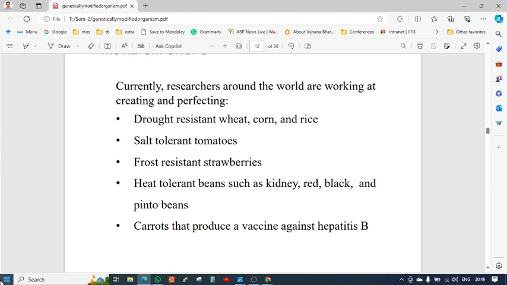Carrots that produce vaccines against hepatitis B. See how synthetic biology is developing different kinds of GMO which can be used in different ways. You cannot imagine that hepatitis B vaccines can be developed from carrot. Hepatitis B is caused by a virus, and carrot is simply a vegetable, so this can be done with GMO.